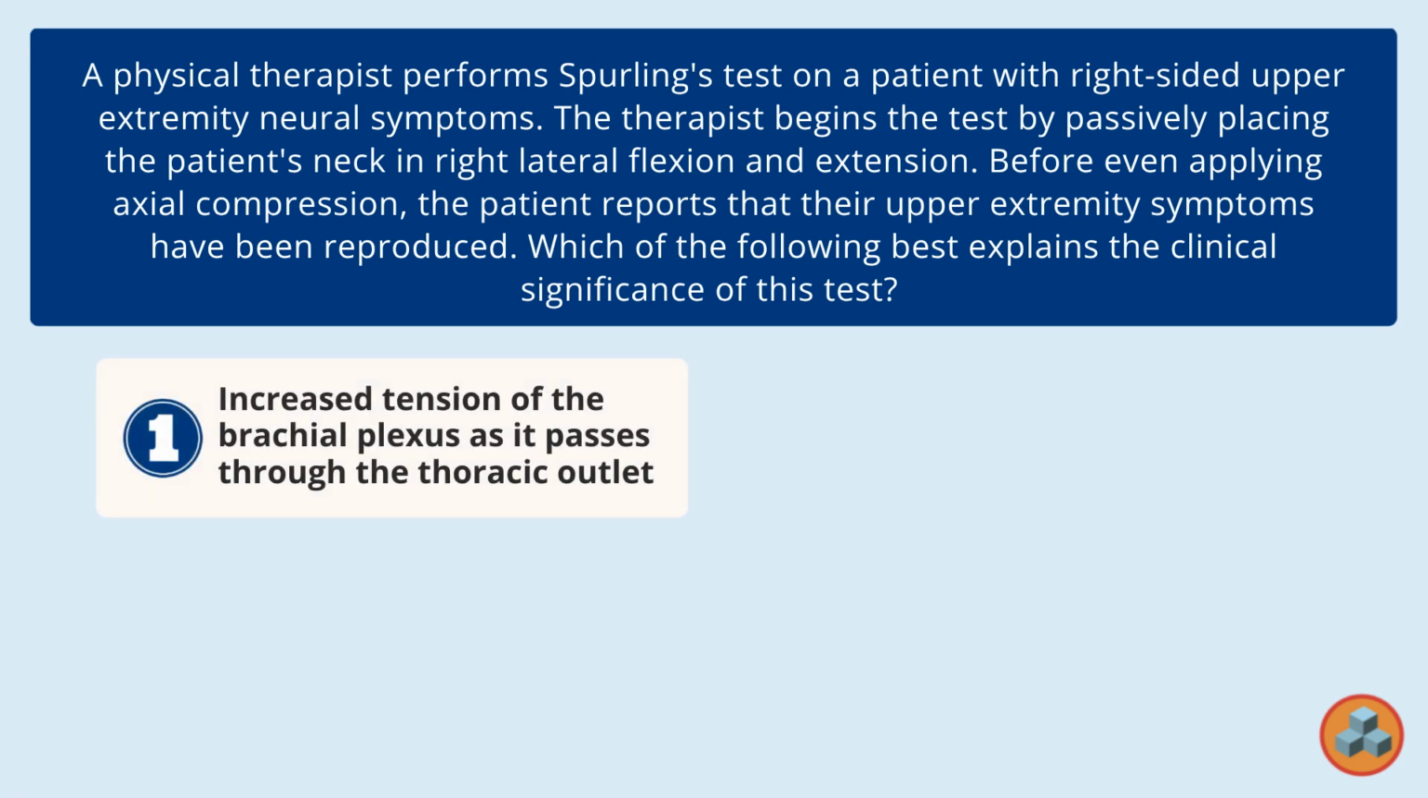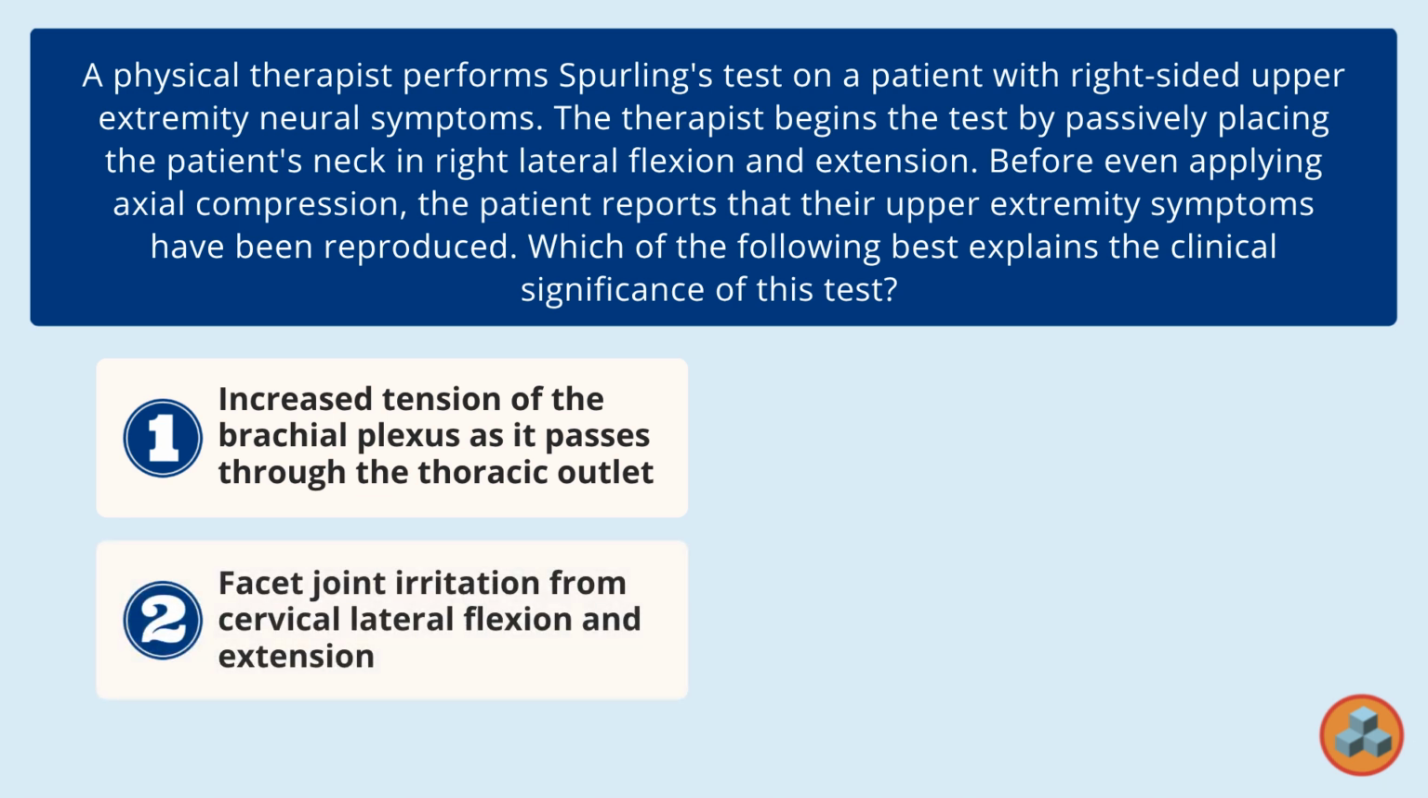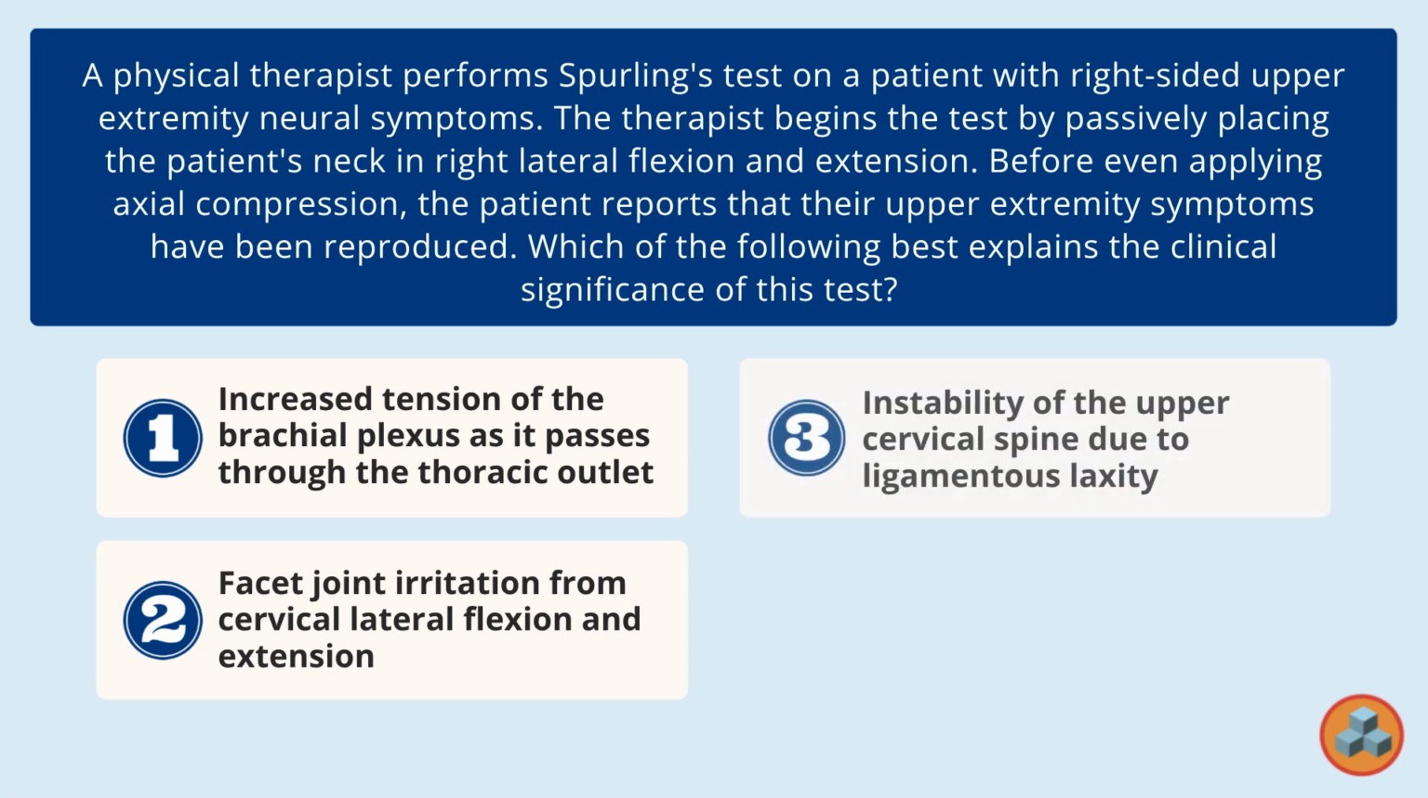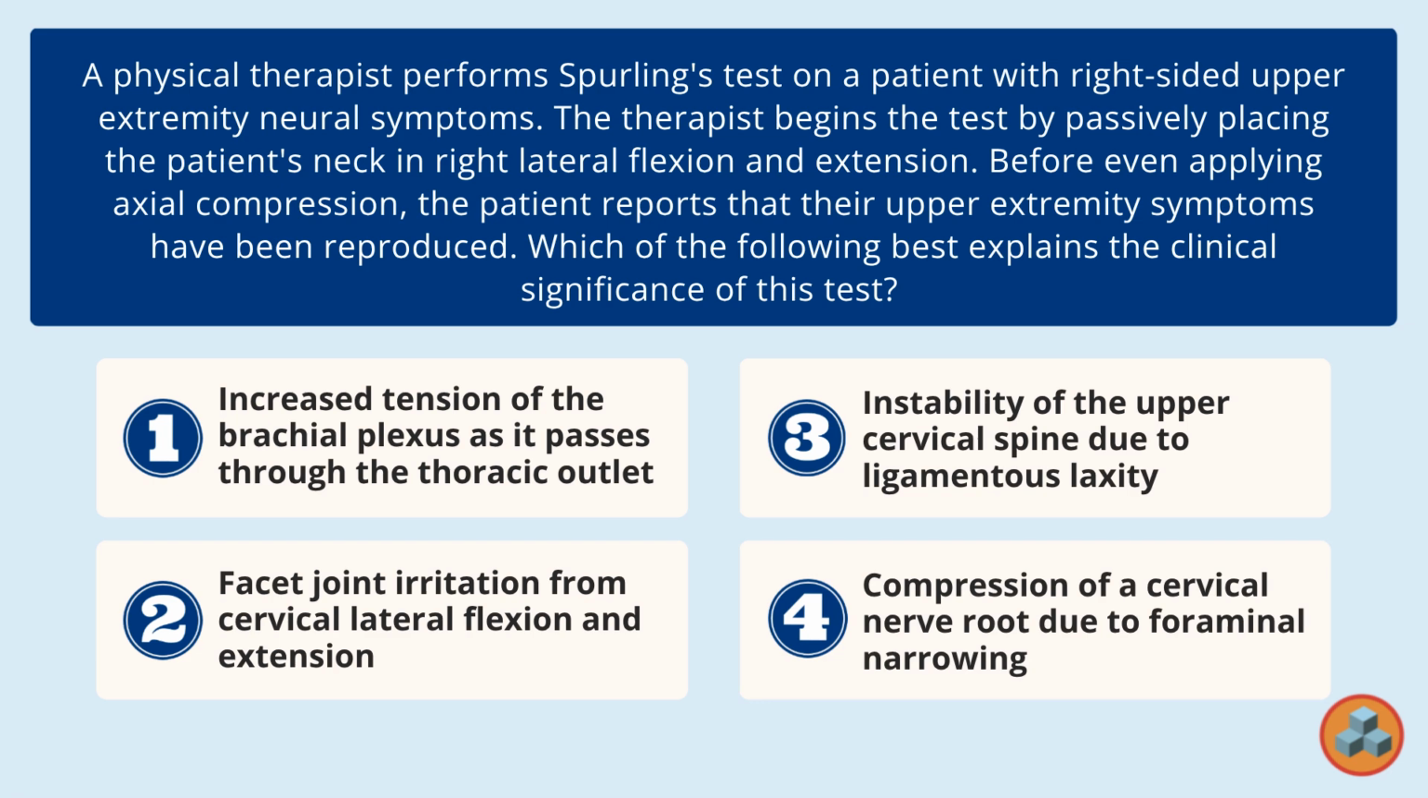Option 1, increased tension of the brachial plexus as it passes through the thoracic outlet. Option 2, facet joint irritation from cervical lateral flexion and extension. Option 3, instability of the upper cervical spine due to ligamentous laxity. Option 4, compression of a cervical nerve root due to foraminal narrowing.